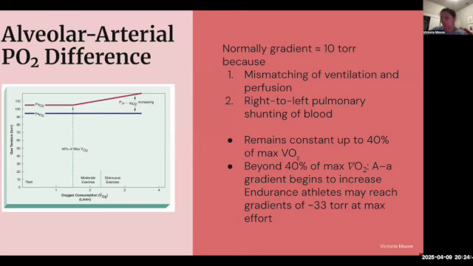For example, the marathon runner that we keep talking about will be able to have an alveolar arterial difference of about 33 torr at their max effort. So this is a big jump from the 10 to the 33. And this diagram kind of demonstrates the way your PaO2 will increase or stay the same depending on that 40% of your max oxygen consumption.